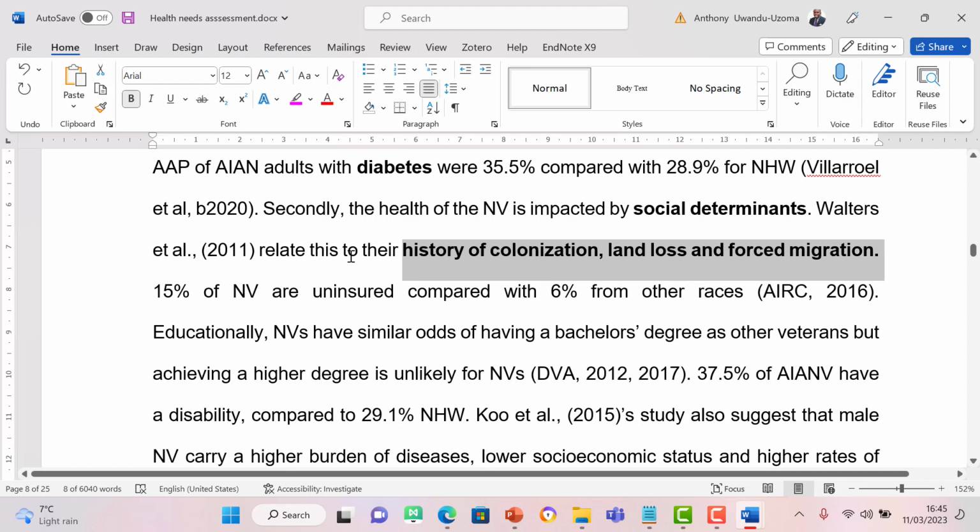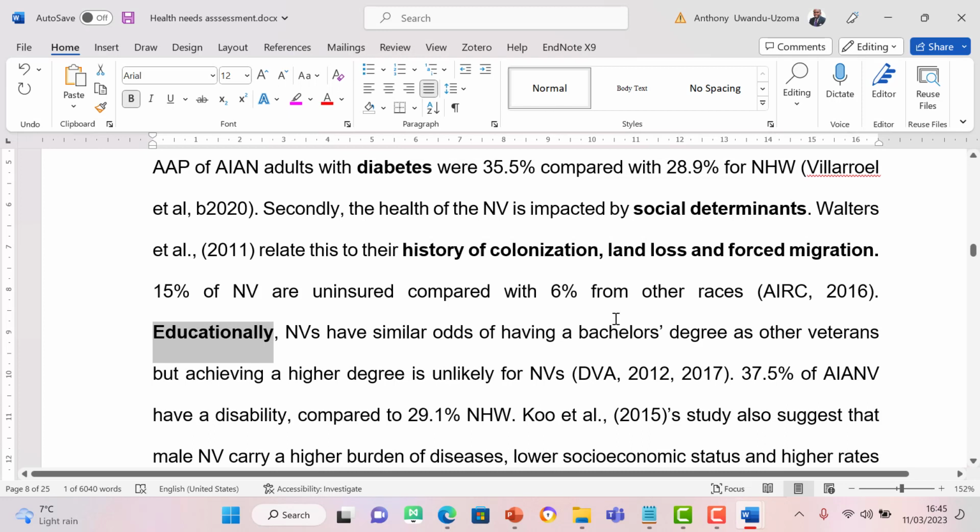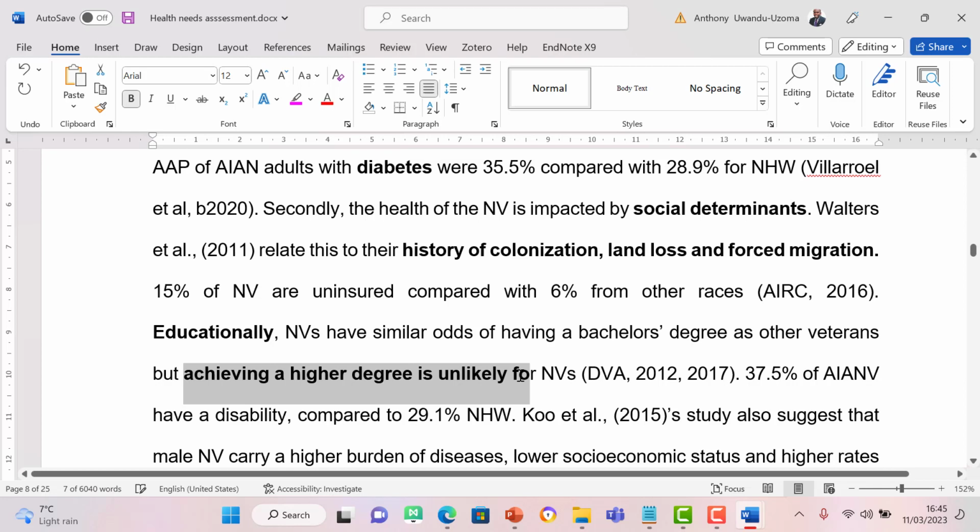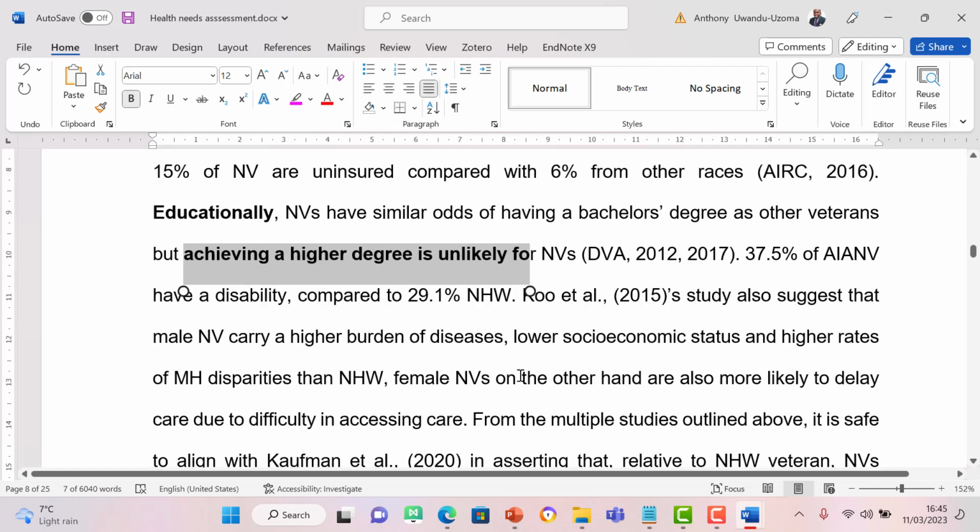These are social determinants. Now you can look at education. All right, they have similar odds of having bachelor degrees as other Brazilians, but achieving a higher degree is unlikely. So you quote the author to back up your social determinants of health. Okay, it's not just listing it, and don't use one source.